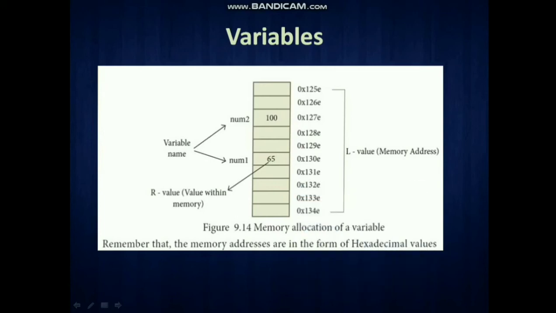What is the address of the memory? This value's memory address is what it is. This is that memory address. Number 2, variable name values is 100. That memory stored value is 100. That address is what it is. This is the address of that particular value. That variable's address, that memory address, is called the L value. This is the way we have to allocate memory to a variable.